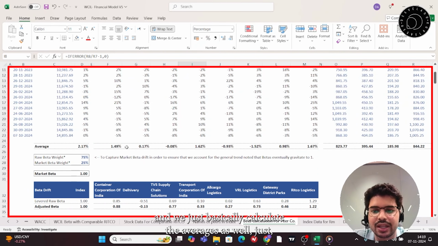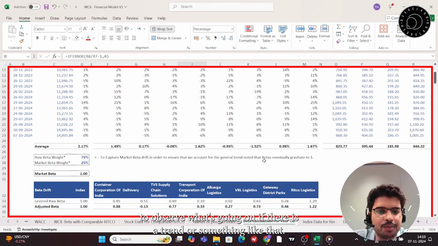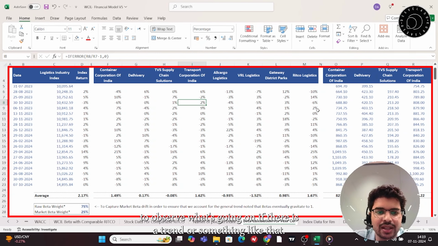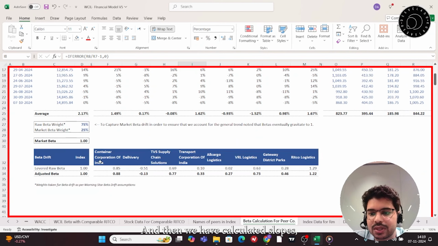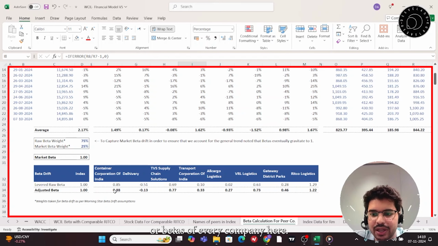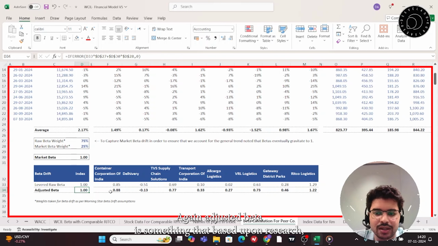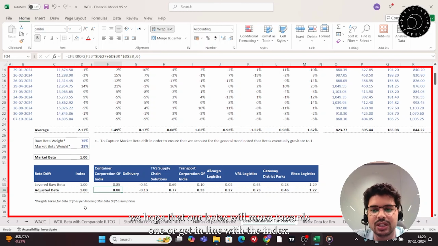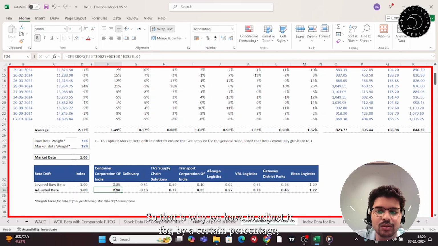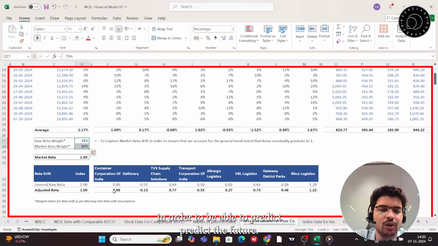We also calculate the averages, just to observe what's going on, if there is a trend or something like that. And then we've calculated slopes or betas of every company here. So levered raw beta: before it is adjusted for the beta drift, it is called levered raw beta. Once it is adjusted, we call it adjusted beta. Adjusted beta is something that, based upon research, we hope our betas will move towards 1 or get in line with the index. So that is why we have to adjust it by a certain percentage in order to be able to predict the future.